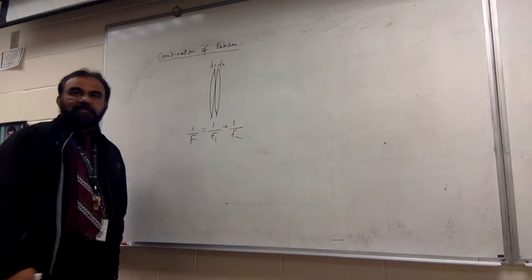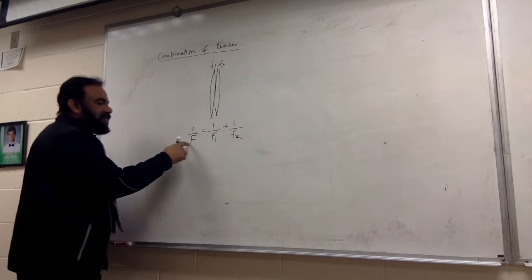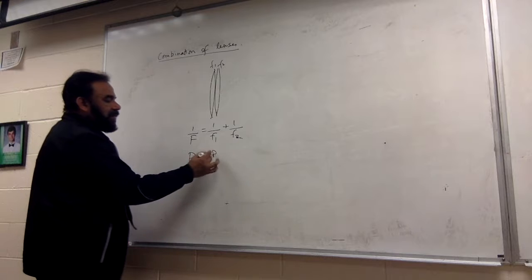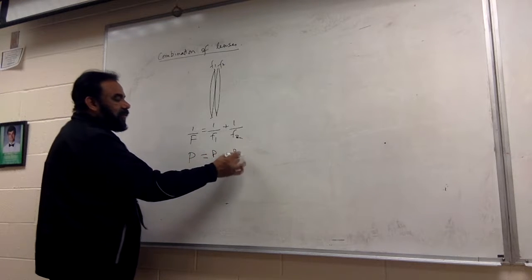So what is 1 over f? It's the power of the whole thing. So power of the whole thing is going to be power of the first one plus power of the second one.